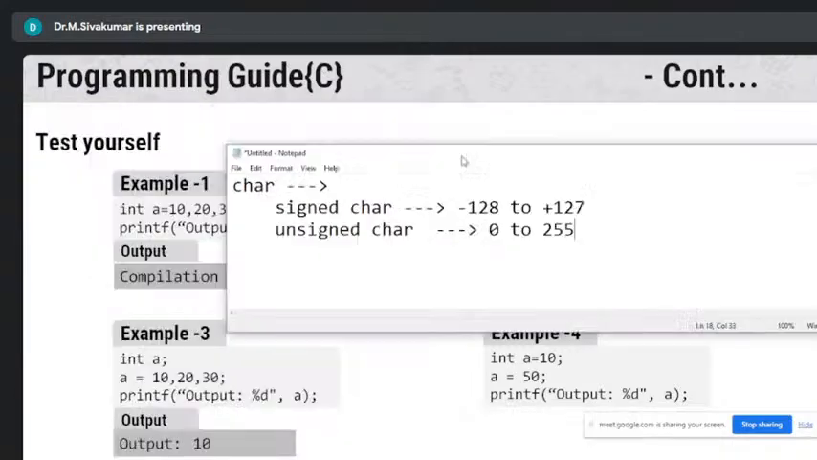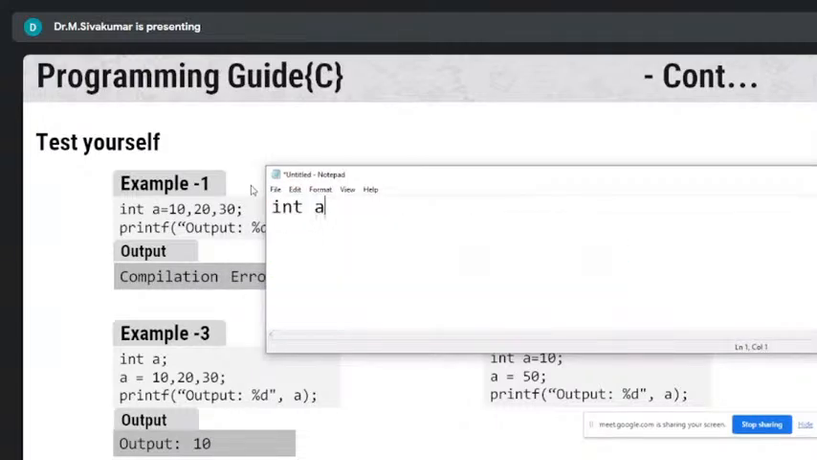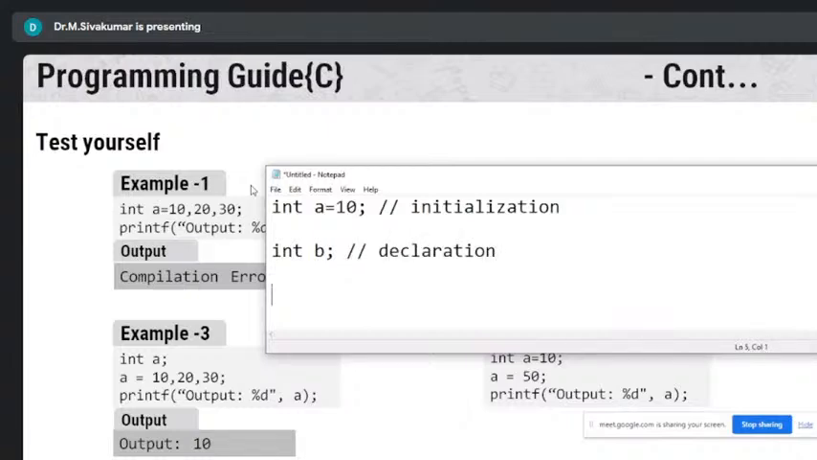If I'm having anything like int A is equal to 10 in any language like C, C++, Java, this is known as initialization. If I'm going with anything like int B, this will be known as declaration. If I'm going with another line like B is equal to 10, this is known as assignment. So these are the terminologies associated with variable declaration or assignment.